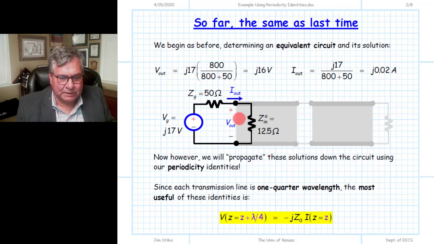Now, by KCL and KVL, we know this voltage V out is equal to the voltage here at the beginning of the transmission line, and the I out is equal to the current at the beginning of the transmission line, at a value of z where we evaluate the total voltage and total current. And so from that, once we know the voltage and current at the end of one transmission line of a quarter wavelength, lambda over 4, we can use our identities to immediately determine the current and voltage at the other end. So this is going to be an identity that we use. Identities of this type are going to come in very handy.